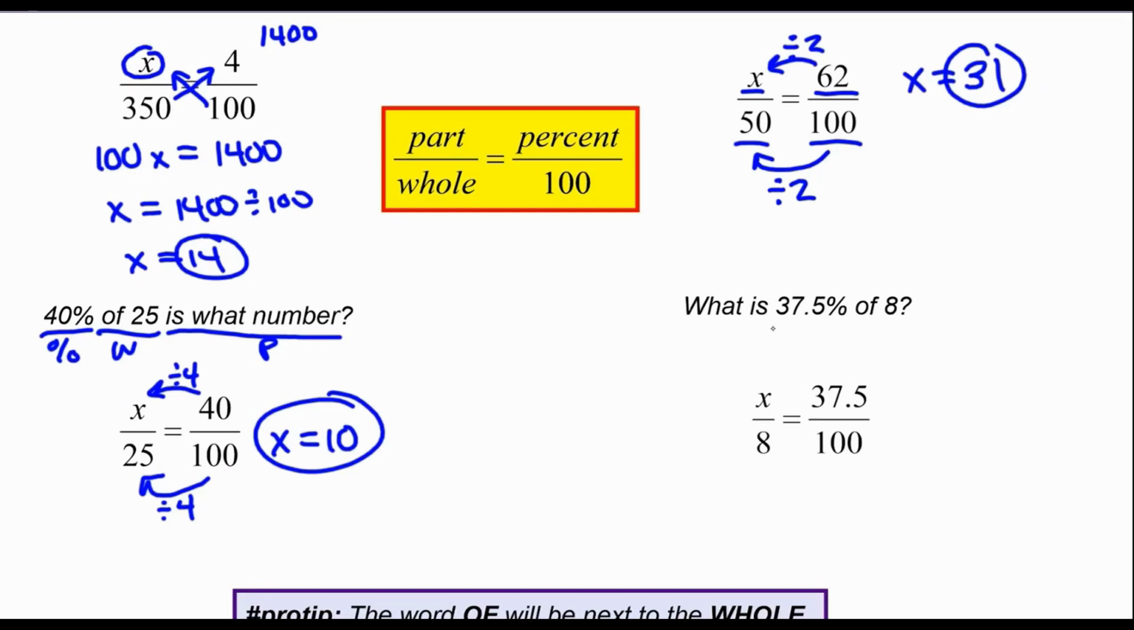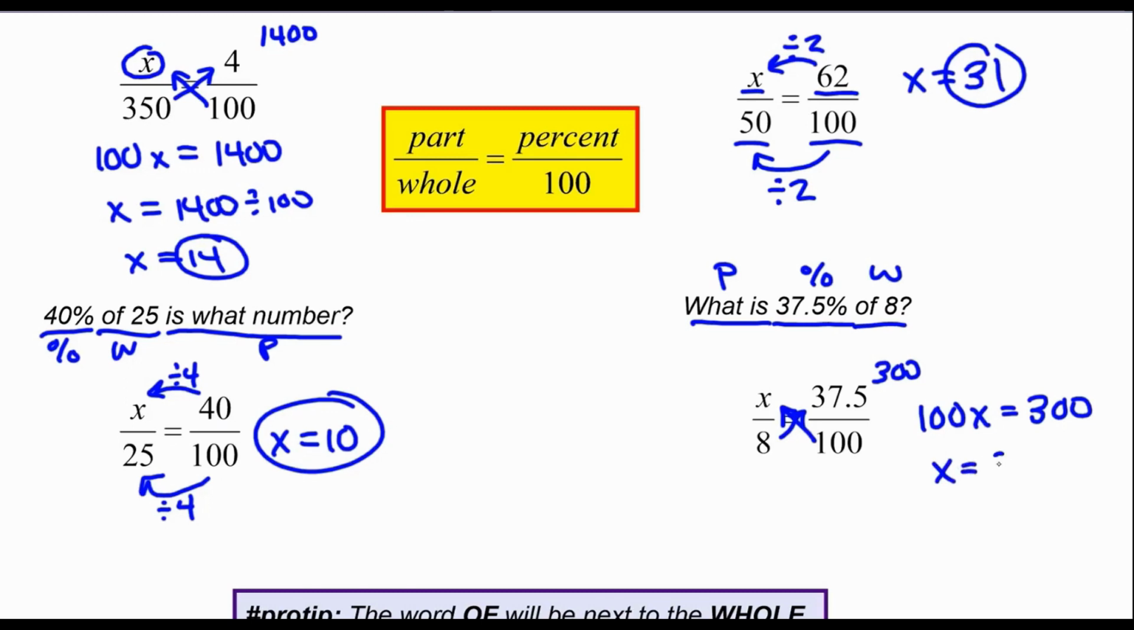And then the last one, what is 37.5% of 8? And again, the percent is 37.5, of 8, out of 8. So the 8 is the whole. And what is the part? So again, I set up my proportion, and I'm going to use cross products again to solve this. 8 times 37.5 is 300. So I know that 100 times x is 300. So x is 300 divided by 100, which is 3. So what is 37.5% of 8? 3. 37.5% of 8 is 3.